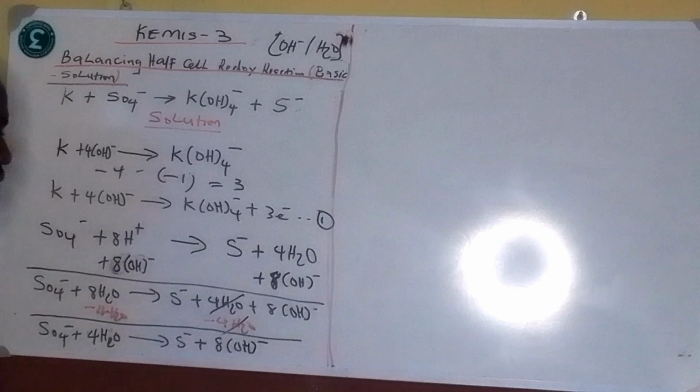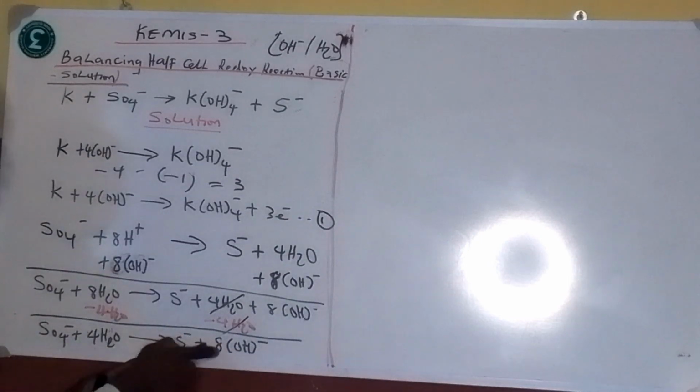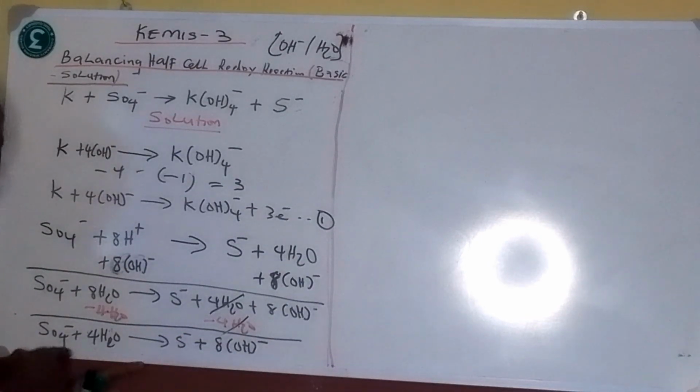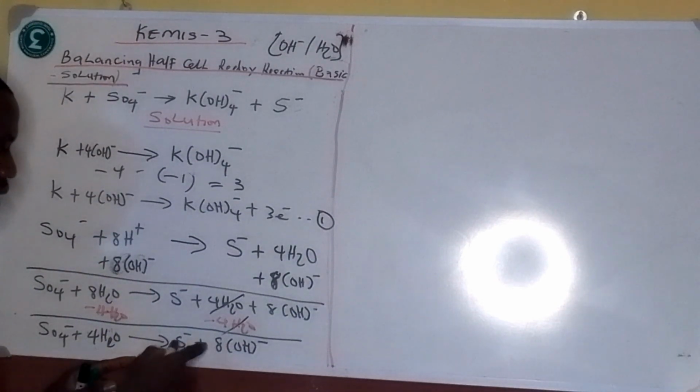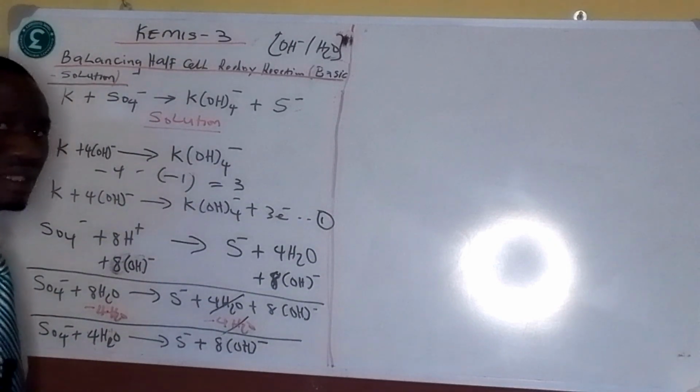Now, let's look at the particles. I have 1 sulfur, 1 sulfur. 4 times 2, 8 hydrogen. 8 times 1, 8 hydrogen. Oxygen, 4 oxygen. 4 times 1, 4. 4 plus 4, that is 8. 8 times 1, that is 8. The particles, the elements, the atoms are balanced.